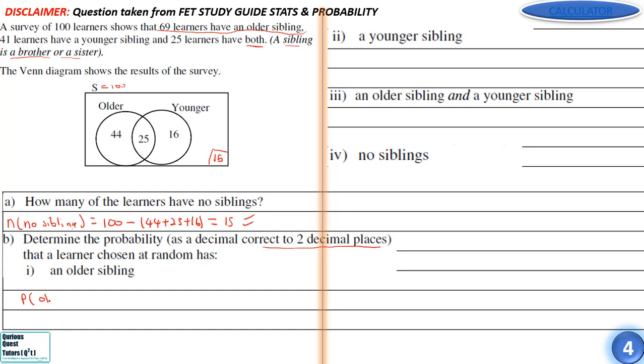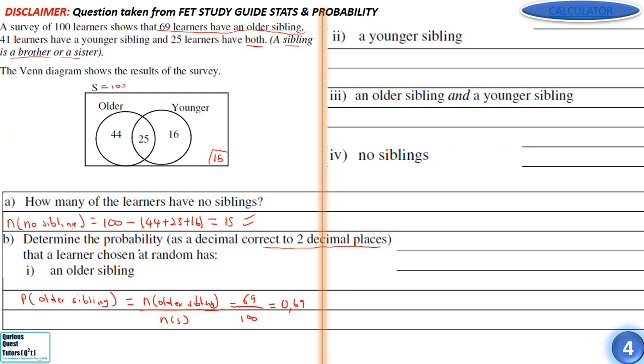So we're just going to answer that. Let me just say older sibling. Again, I hope you can see that you don't have to write any funny symbols here. So I need the number of older siblings over the sample space. So how many older siblings do we have? We have 44 plus 25, which is 69, out of 100 learners. To two decimal places, that is obviously 0.69 or 69%. So that's how I would leave it. So that would be the answer for Roman numeral 1 here.